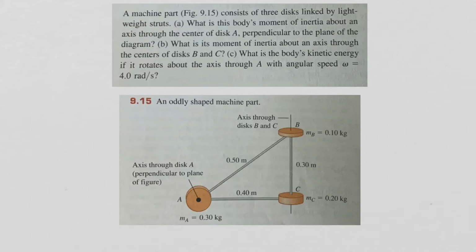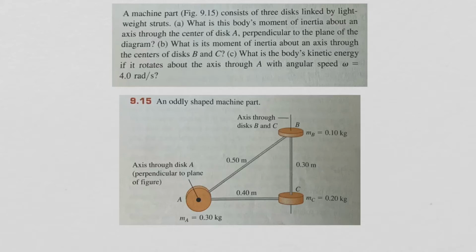So the first part of the problem is, what's the body's moment of inertia about an axis through the center of disc A? So right here. Then what's the moment of inertia about an axis that passes through the centers of B and C? So right there, this axis. And then finally, what's the body's kinetic energy of rotation when it spins about an axis through A? And the angular speed is 4 radians per second.